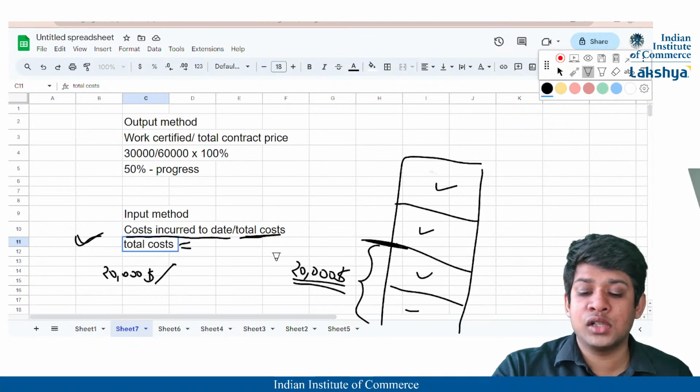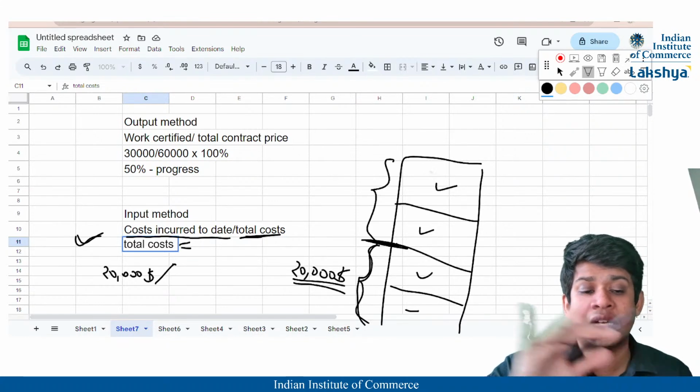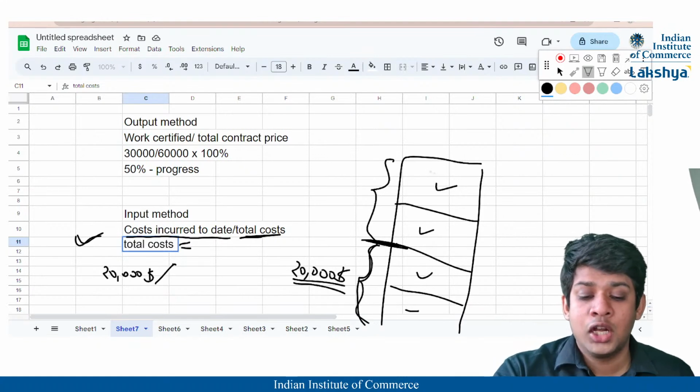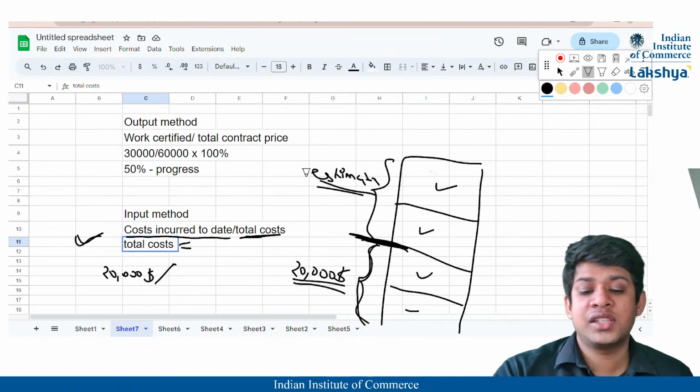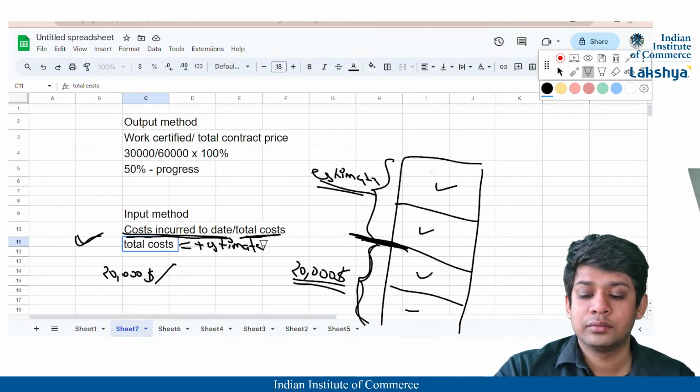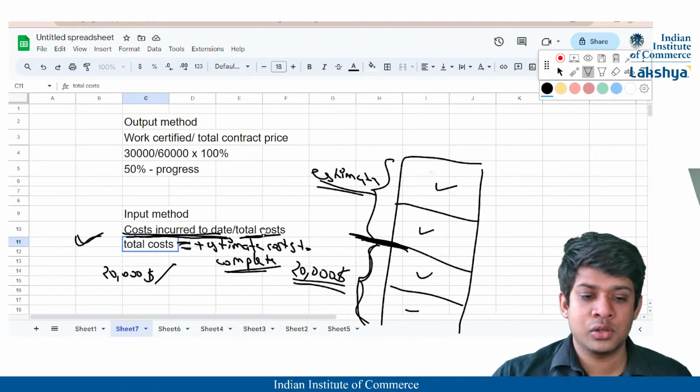Now, total cost comprises of costs which are incurred to date, that is 20,000, plus the remaining costs. That is the total cost that would incur for the completion of this building. Now, if I am completed till here, I can just take an estimate of what it would require to complete this part of the building, right? I can just take an estimate. So total costs are nothing but costs incurred to date plus estimated cost to complete, right? Total cost will be equal to cost incurred to date plus estimated cost to complete.